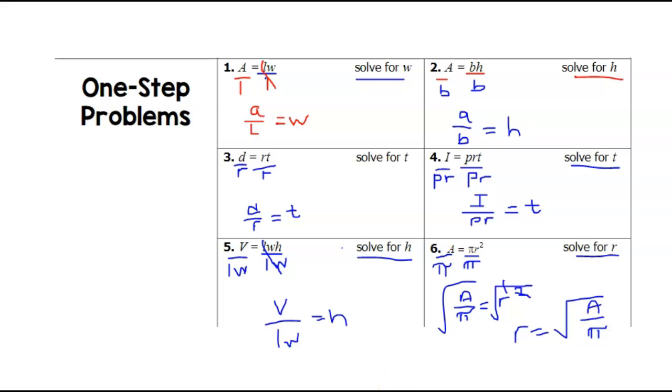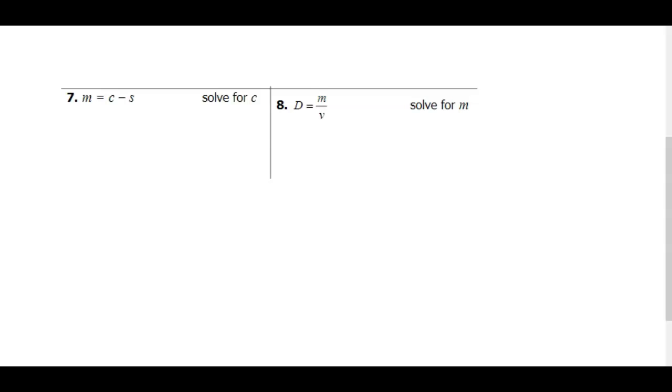Hey guys, we're working on 7 and 8. When you're done with 7 and 8, e-learners, you'll type done in the chat, and face-to-face, just look up at me. Try 7 and 8.